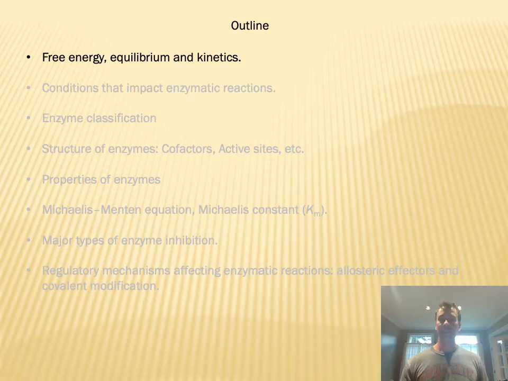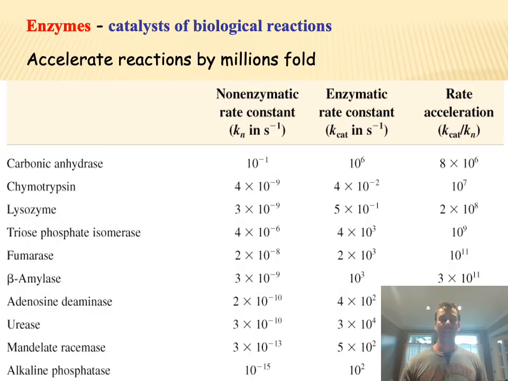First, we'll talk about free energy, equilibrium, and kinetics. Enzymes are catalysts of biological reactions. They can accelerate reactions by millions of folds. So, for example, if we think about carbonic anhydrase, without the enzyme, the rate constant is about 0.1 per second, so 0.1 turnover per second essentially. With the enzyme present, it's around 10 to the 6. So you see a very big rate enhancement with the enzyme present.